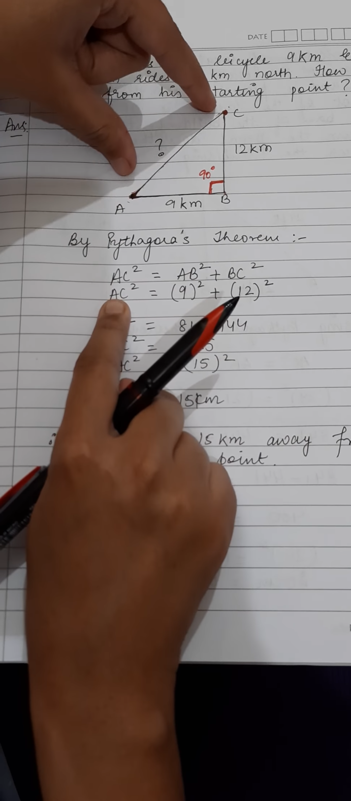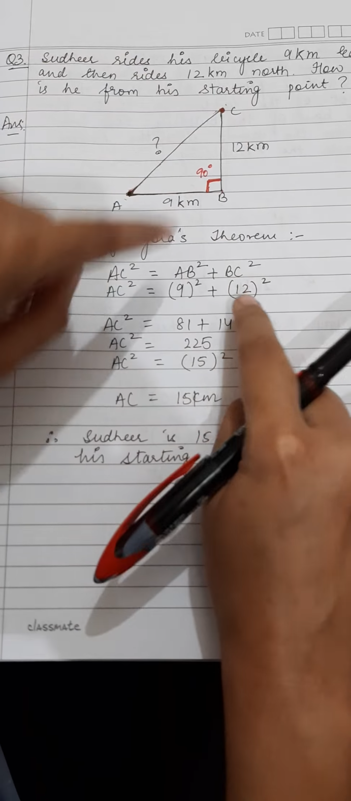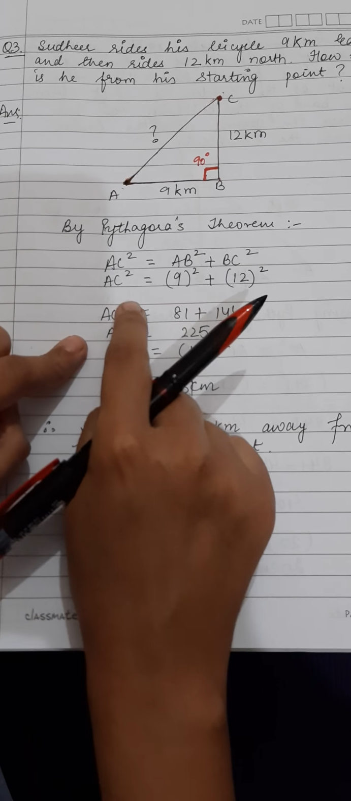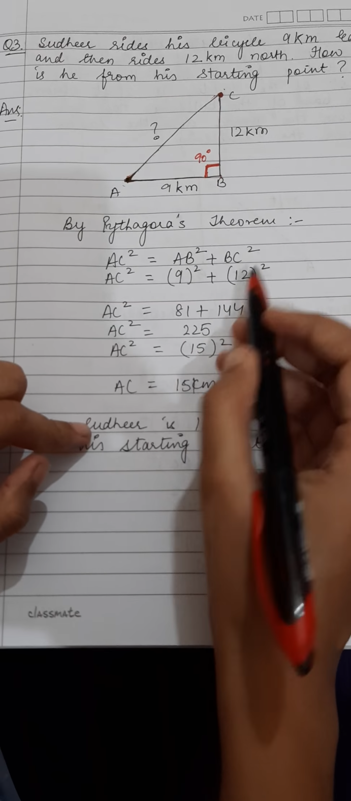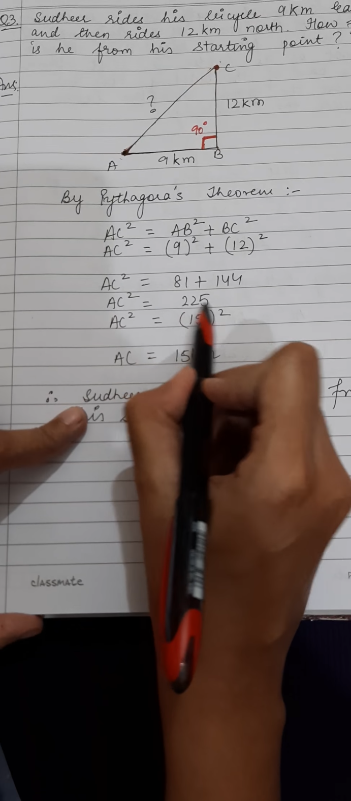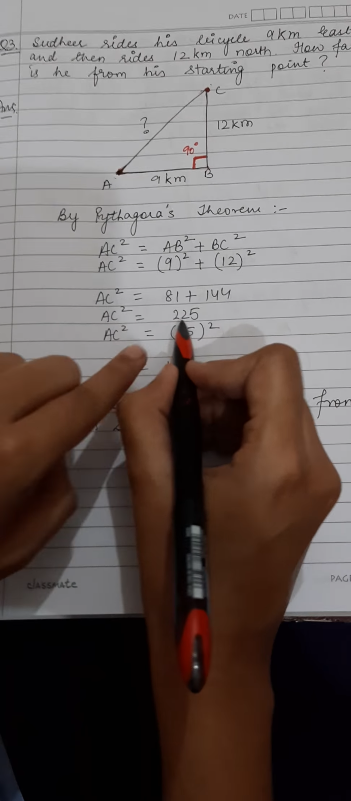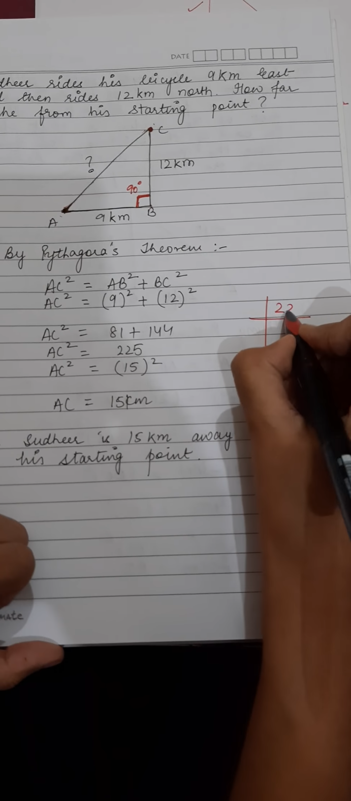Now AC square you have to find. AB square means 9 square. BC square means 12 square. Now AC square is equal to 9 square, which is 81, plus 12 square, which is 144. And 144 plus 81 is 225. Now you should know that 225 is the square of 15. And if you don't know, you can find it out here.